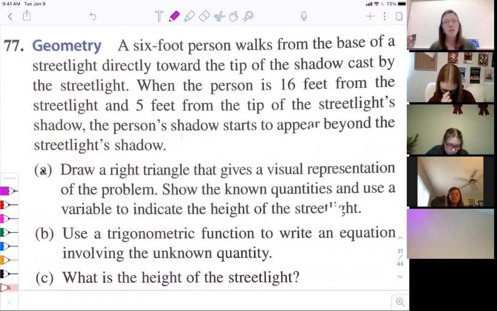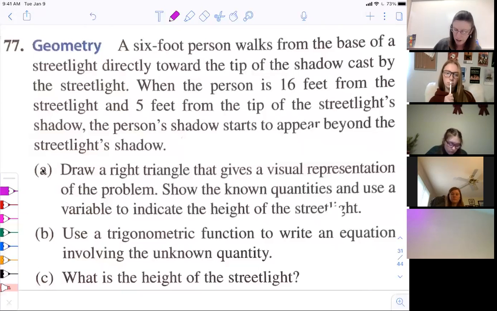A 6-foot person walks from the base of a streetlight directly toward the tip of the shadow cast by the streetlight. When the person is 16 feet from the streetlight and 5 feet from the tip of the streetlight shadow, the person's shadow starts to appear beyond the streetlight shadow. Draw a right triangle that gives a visual representation of the problem. Show the known quantities and use a variable to indicate the height of the streetlight.